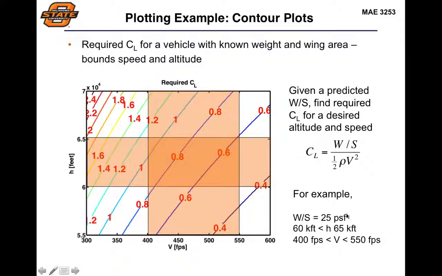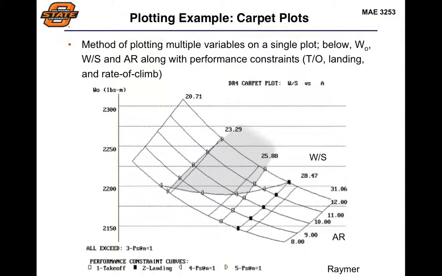So for example, given a wing loading of 25 pounds per square foot, particular altitude range that we want to fly at, and a particular velocity, these tell us what lift coefficients we need. And then we can use these to start to nail down our more specific design.